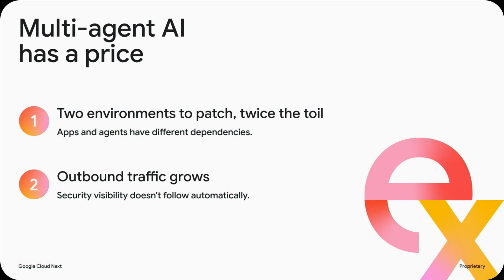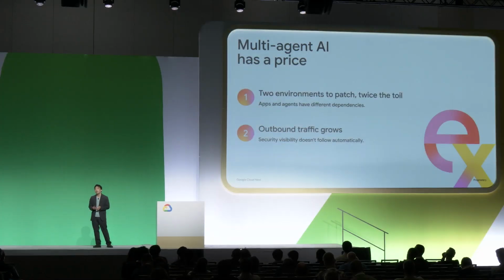That was powerful, but I owe you the other side of this story. When you add a multi-agent layer, you add environments to manage. The app environment, the agent, and MCP environment, each with its own dependencies, custom images to maintain, patches to apply, over and over. This kind of repetitive work doesn't scale. It drains engineers, not just their time, but their motivation.